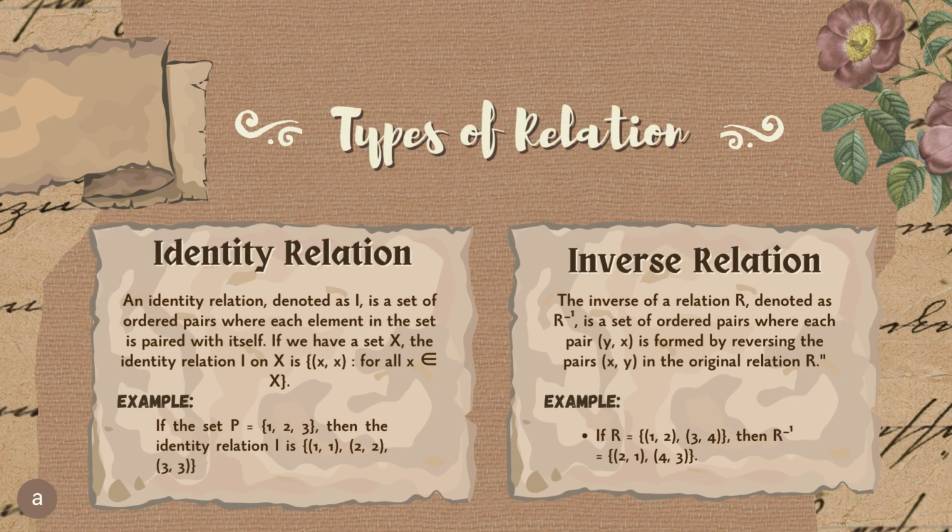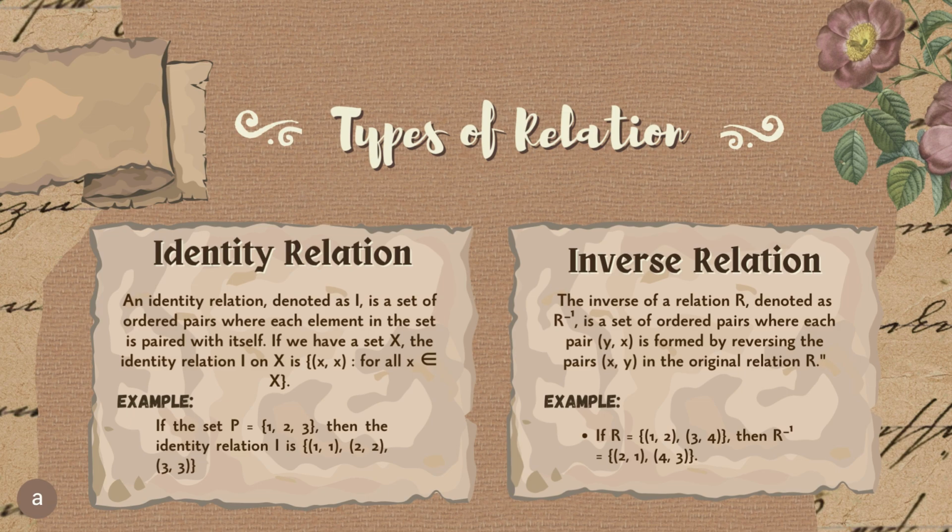To explain the concept of an identity relation simply, an identity relation is a special kind of relation where every element in a set is paired with itself. This means each element is related to itself and no other elements.